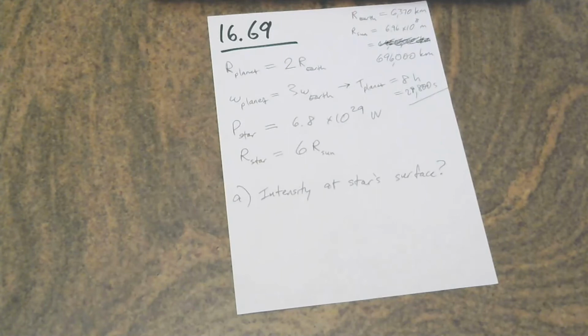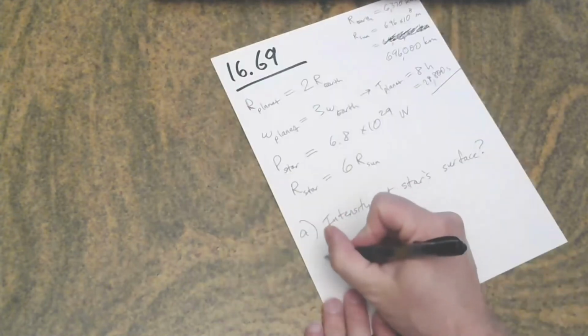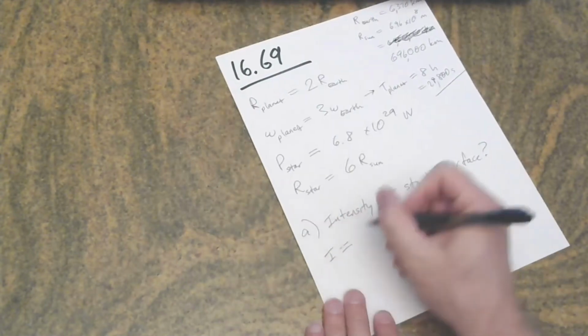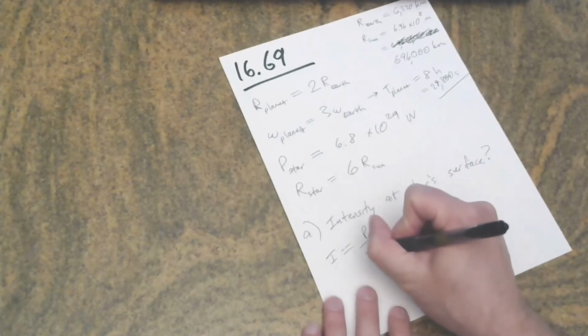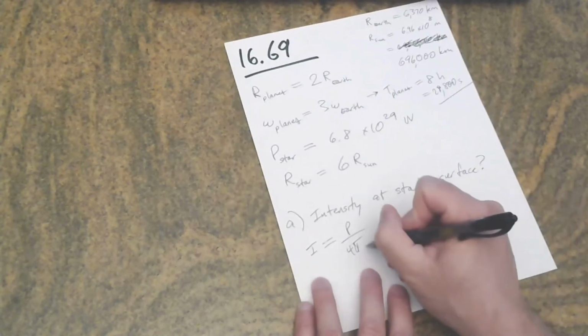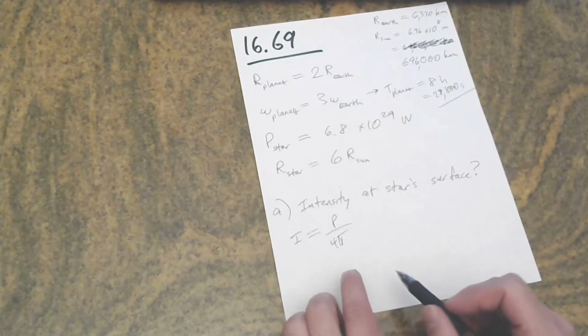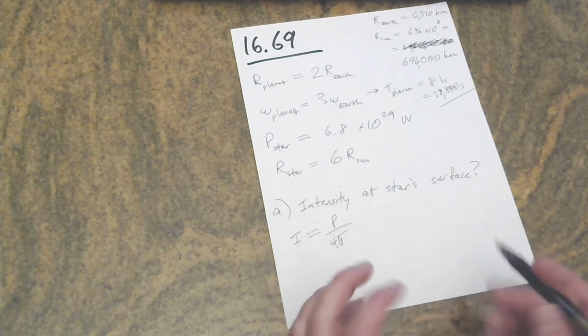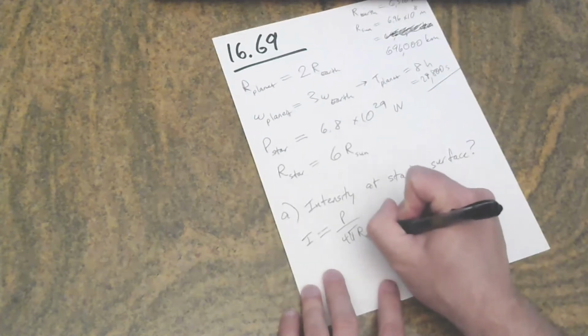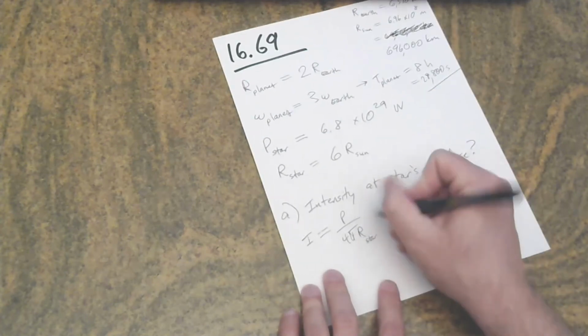What's the intensity at the star's surface? So for the inverse square law, isotropic radiator, it's easy. You just take the power and you distribute it over that spherical surface area. Well, the sphere that we're talking about is the sphere wrapping around the surface of the star. So that would be the radius of the star squared.